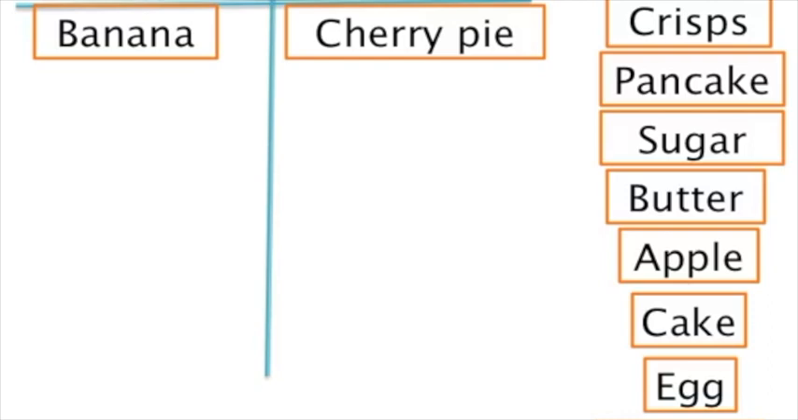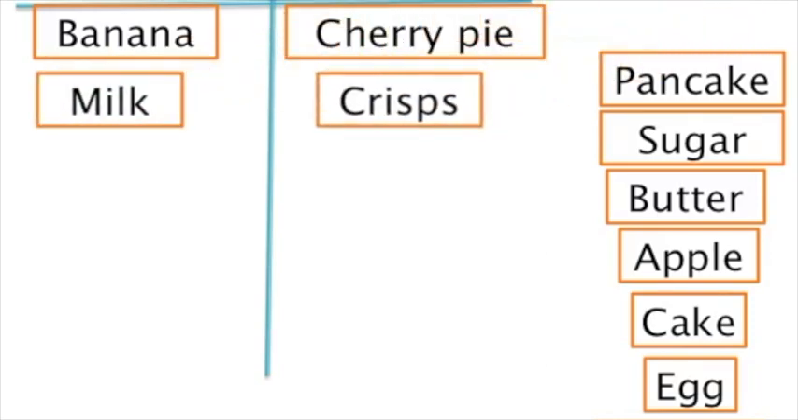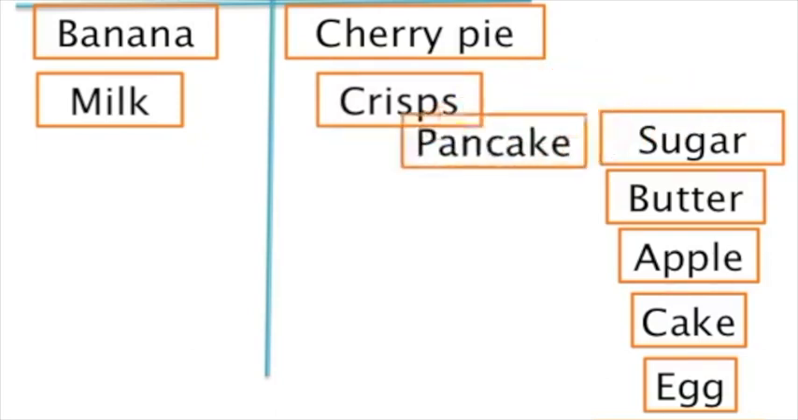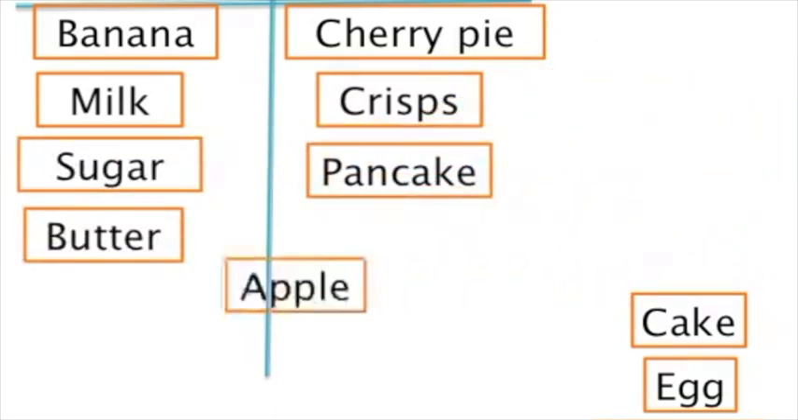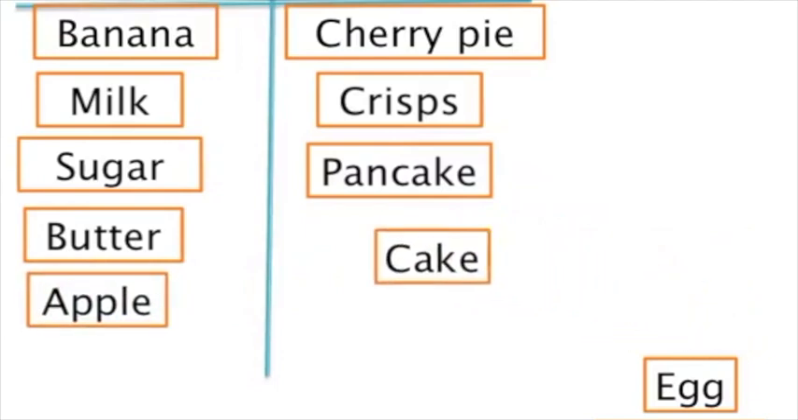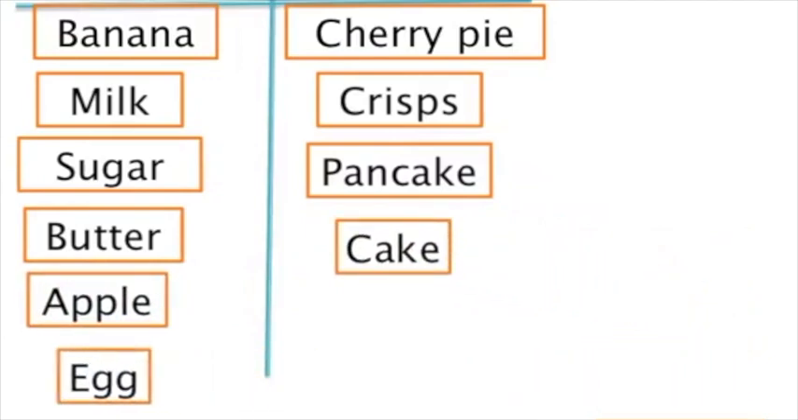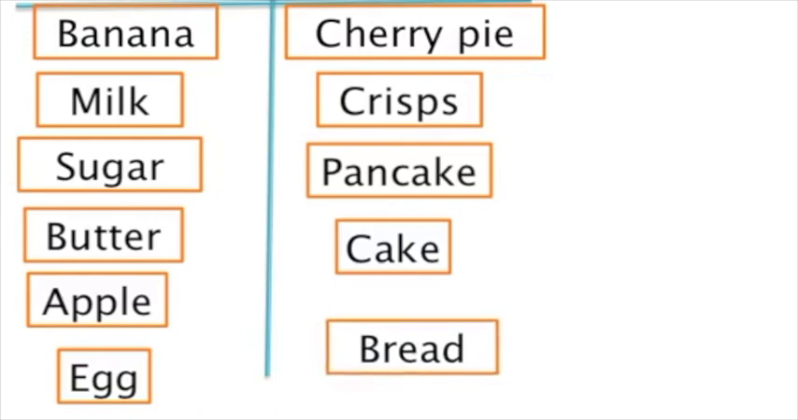This first question was a bit mean, really, because it was a bit hazy, wasn't it? I'll show you what I thought. I thought that milk was an ingredient. I thought that crisps were a product. Pancake, definitely a product. Sugar and butter and apple I put as an ingredient. Cake I put as a product. Egg I put as an ingredient. And bread I put as a product.